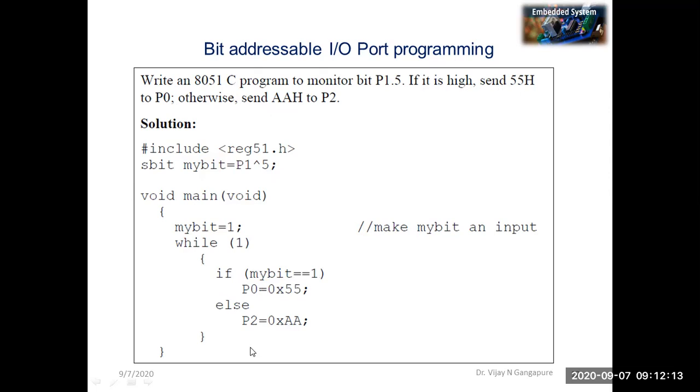So this if-else statement is doing this job. The if statement is checking this condition, and if this condition is true, meaning mybit is 1, meaning pin number 5 of port 1 is 1, then we are outputting 55 to port 0, otherwise we are outputting AA to port 2.